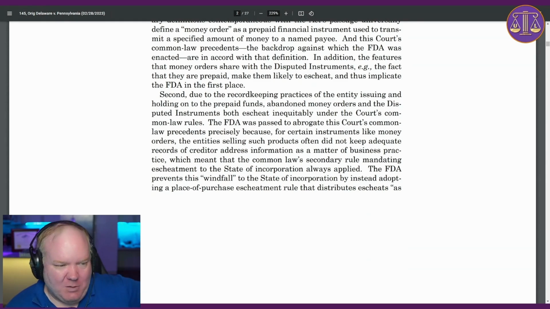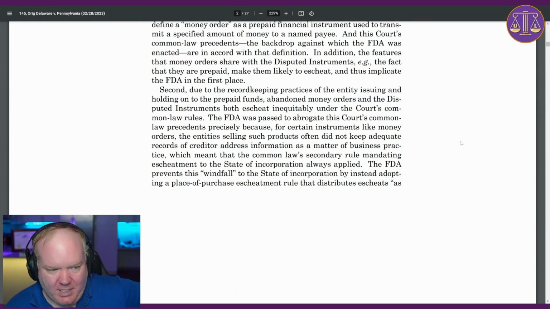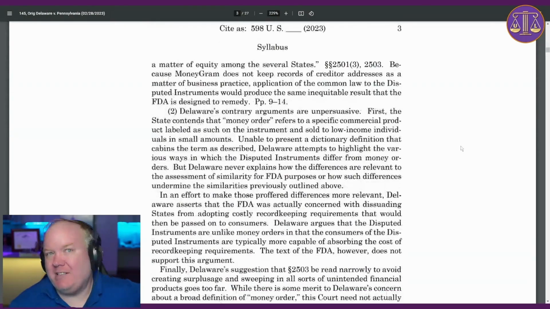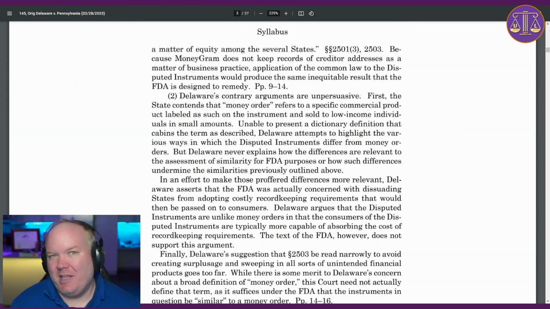The federal law prevents this windfall to the state of incorporation by instead adopting the place of purchase rule that distributes the money as a matter of equity among the several states, which, when it's Congress passing law, as long as it's within their authority, it's not fair is a perfectly reasonable reason. That's what Congress does. Congress does policy. So it's not fair, okay. Because MoneyGram doesn't keep these records, application of the common law would produce the same inequitable results that the law was designed to solve. Delaware doesn't get to keep the money.